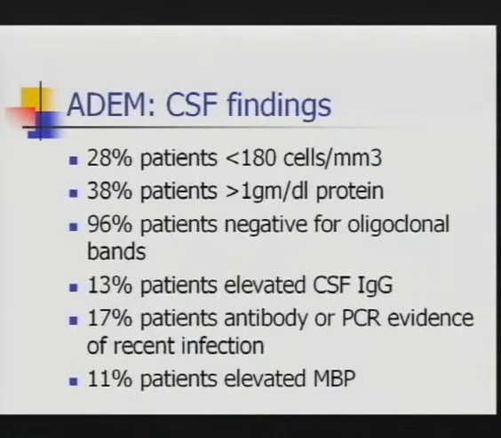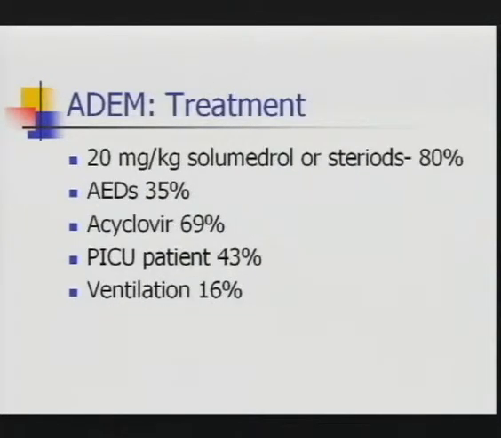The CSF findings in general, kids will have an elevated protein. Do 28% of the kids really have cells? Probably not. It's probably much less than that. But the thing that's very important about the CSF is that you do not see oligoclonal bands, and that's an important distinguishing characteristic for these kids.